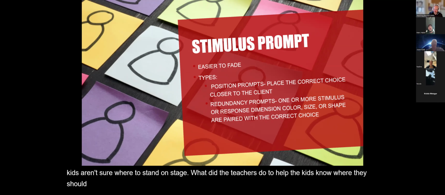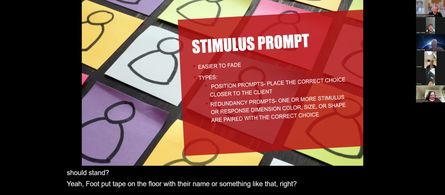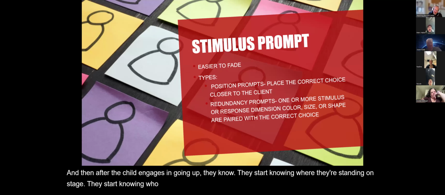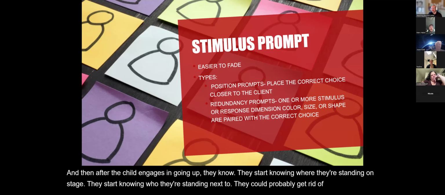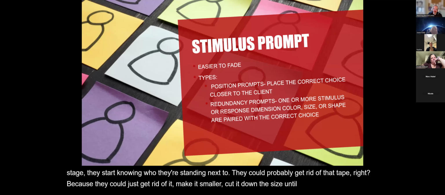Put an X on the floor. Yep. Well, yeah, put tape on the floor with their name or something like that, right? And then after the child engages in going up, they start knowing where they're standing on stage. They start knowing who they're standing next to. They could probably get rid of that tape, right? Because they could just make it smaller, cut it down to size until it's gone. And the student will probably know exactly where to stand.